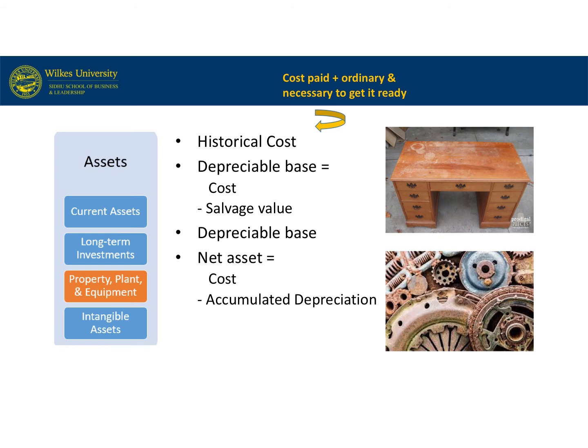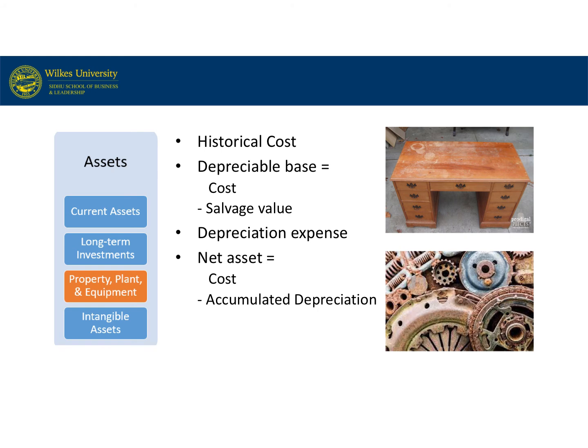Now, the assets are recorded at historical cost, and this is one of the generally accepted accounting principles. The cost of the asset is the amount paid plus any ordinary and necessary amounts expended to get an asset in condition for its intended use.